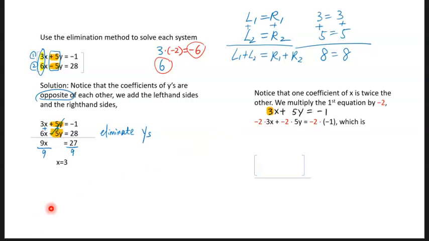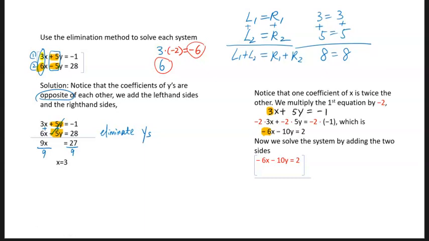So now let's simplify this. -2 times 3 is -6x. -2 times 5y is -10y, and -2 times -1 is +2. So now when we look at this equation, the number in front of x is -6, which is the opposite of the number in front of x in the second equation.